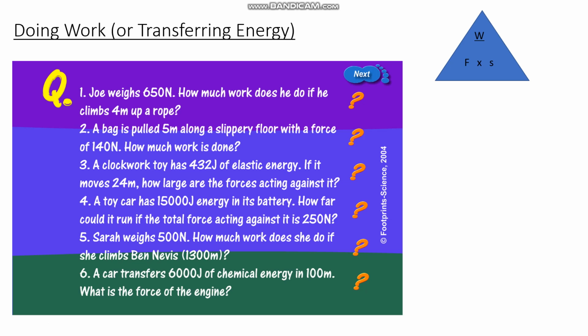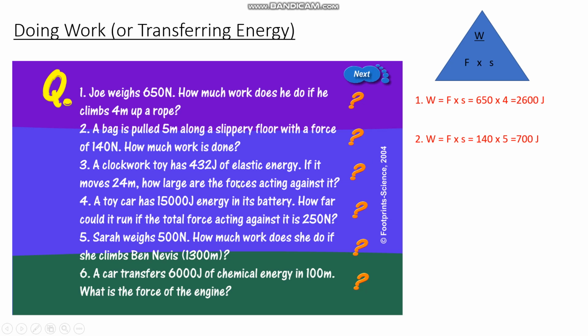Question 1 is straightforward. We're asked to work out how much work done. Well, if you remember, work done equals force times distance. 650 times 4 gives us 2,600 joules. Question 2, again, it's a work done problem, so work done equals force times distance. 140 times 5 gives 700 joules.